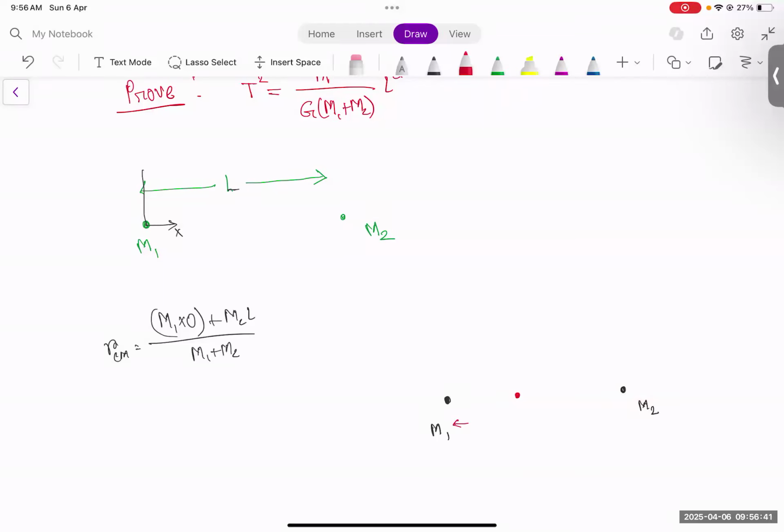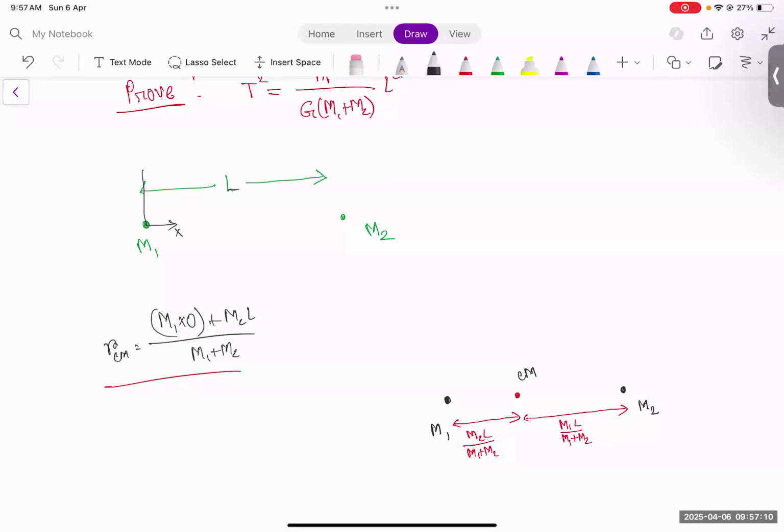Where this distance is m2 L divided by m1 plus m2. And you can just find this other distance, which will be L minus this value. That should come out to be m1 L divided by m1 plus m2. So this is my center of mass.